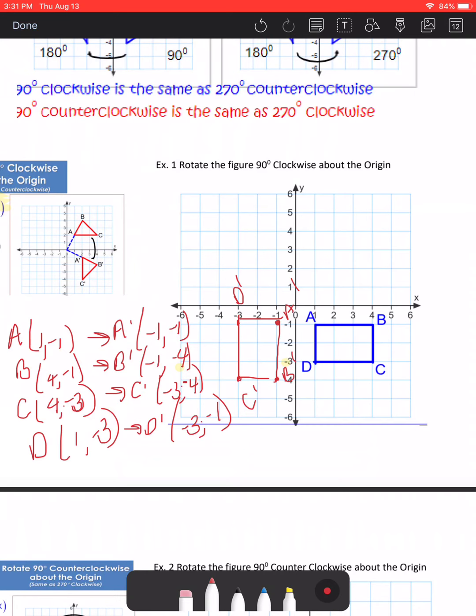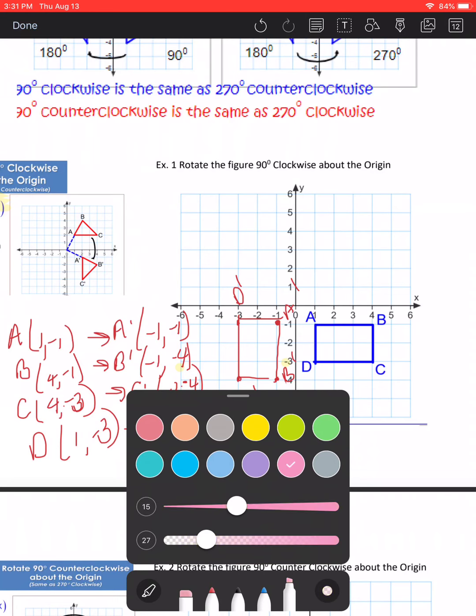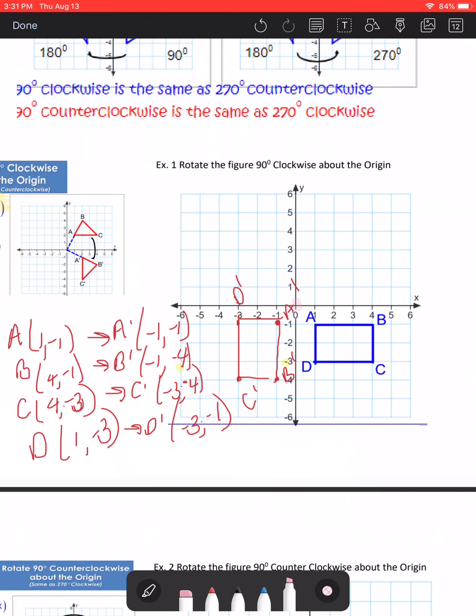Something that's interesting with a 90-degree clockwise rotation about the origin is that there is a 90-degree angle that is formed between the image and the pre-image vertices and the origin. And we have that with each one of these. So A to A prime, B to B prime, C to C prime, D to D prime will all have a 90-degree angle formed between them and the origin, with the 90-degree angle occurring at the origin.